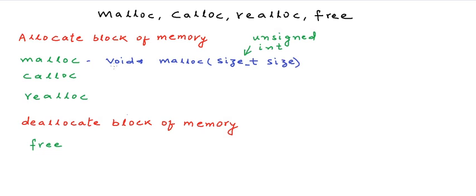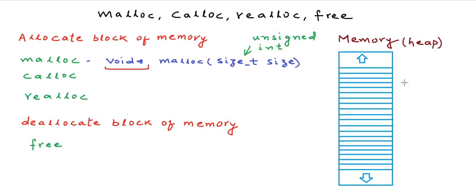And this function malloc returns a void pointer. We have talked about void pointer in our previous lessons. Malloc returns a void pointer that gives us the address of the first byte in this block, the block of memory that it allocates. So using malloc, you kind of say that, hey, give me a block of memory with these many bytes.